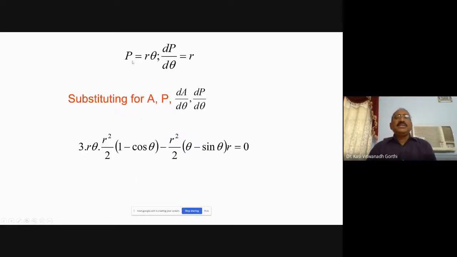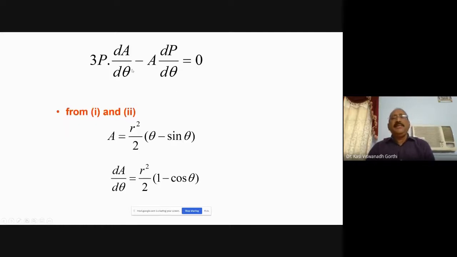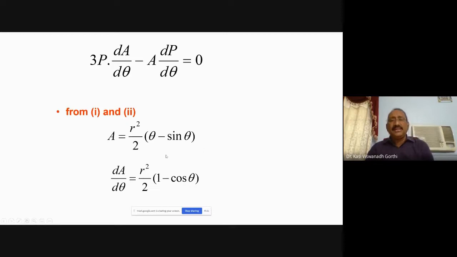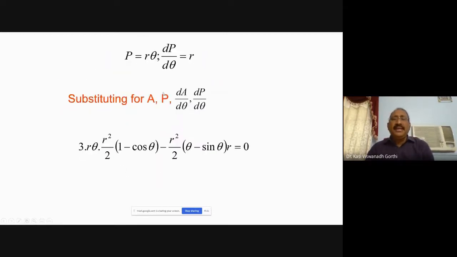Similarly, P is equal to r theta, so dP by d theta will be r. Now you have the equations for area A, dA by d theta, perimeter P, dP by d theta. Substitute all the 4 in the equation 3P dA by d theta minus A into dP by d theta equal to 0. So 3 into r theta into r square by 2 into 1 minus cos theta, minus A into dP by d theta, r square by 2 into theta minus sin theta into r, must be equal to 0.